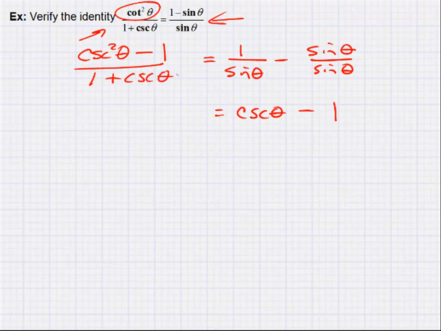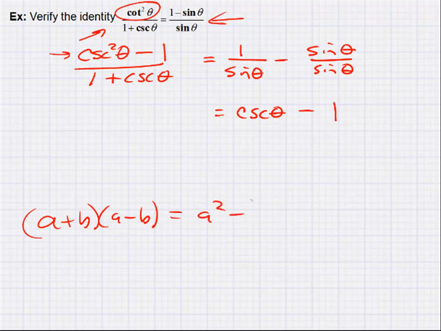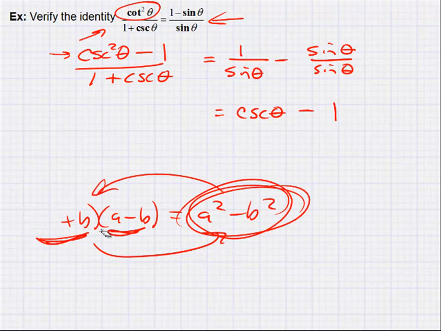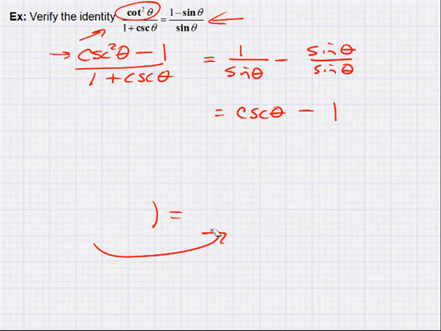Alright. Now what? Well, this is a difference of two squares. When I multiply conjugates together, I get the difference of two squares formula. And we've done this. We've taken one piece, multiplied it by the conjugate, and gotten the difference of two squares. But at the same time, you can start with the difference of two squares and factor it as conjugates. So what I'm going to do is use that here.